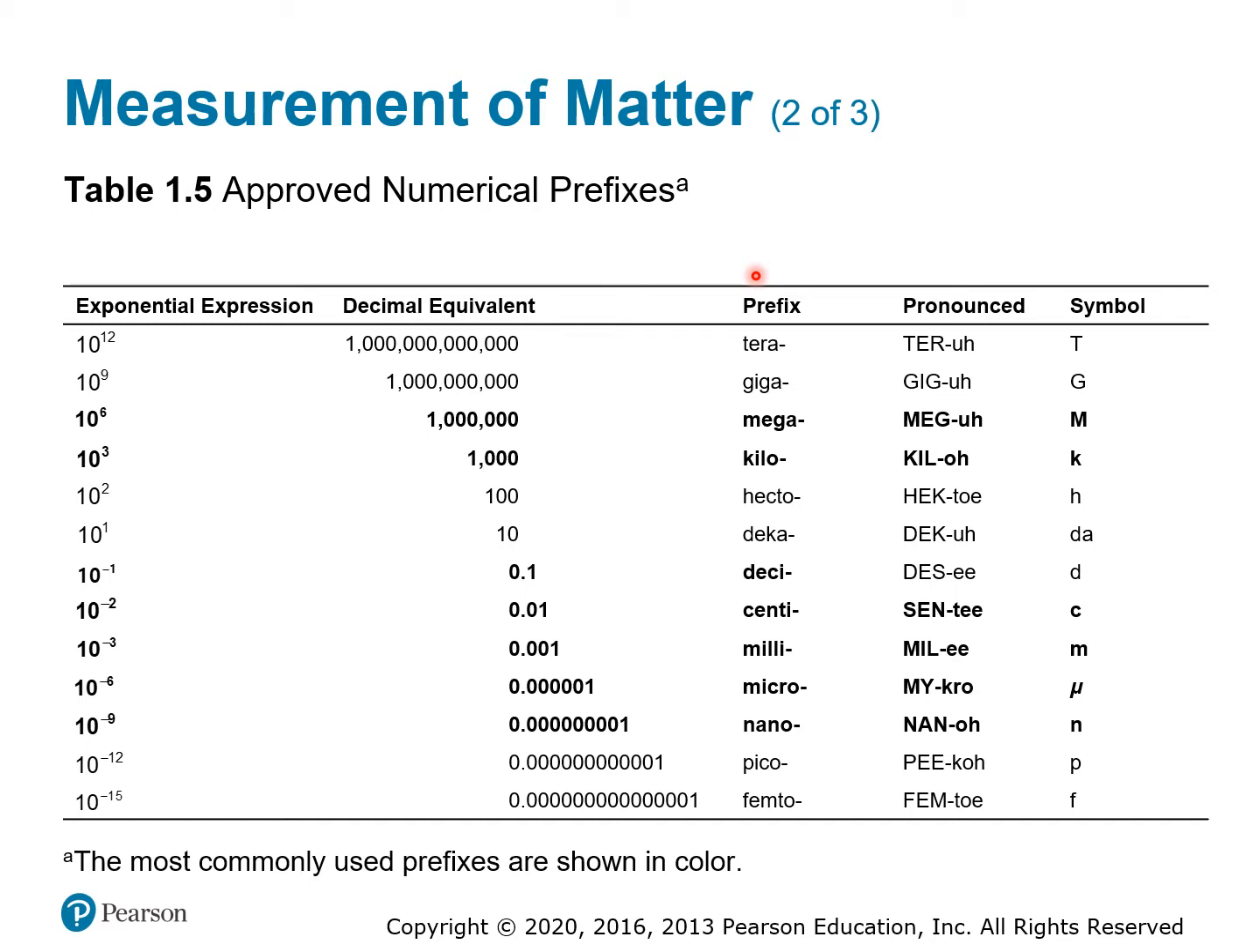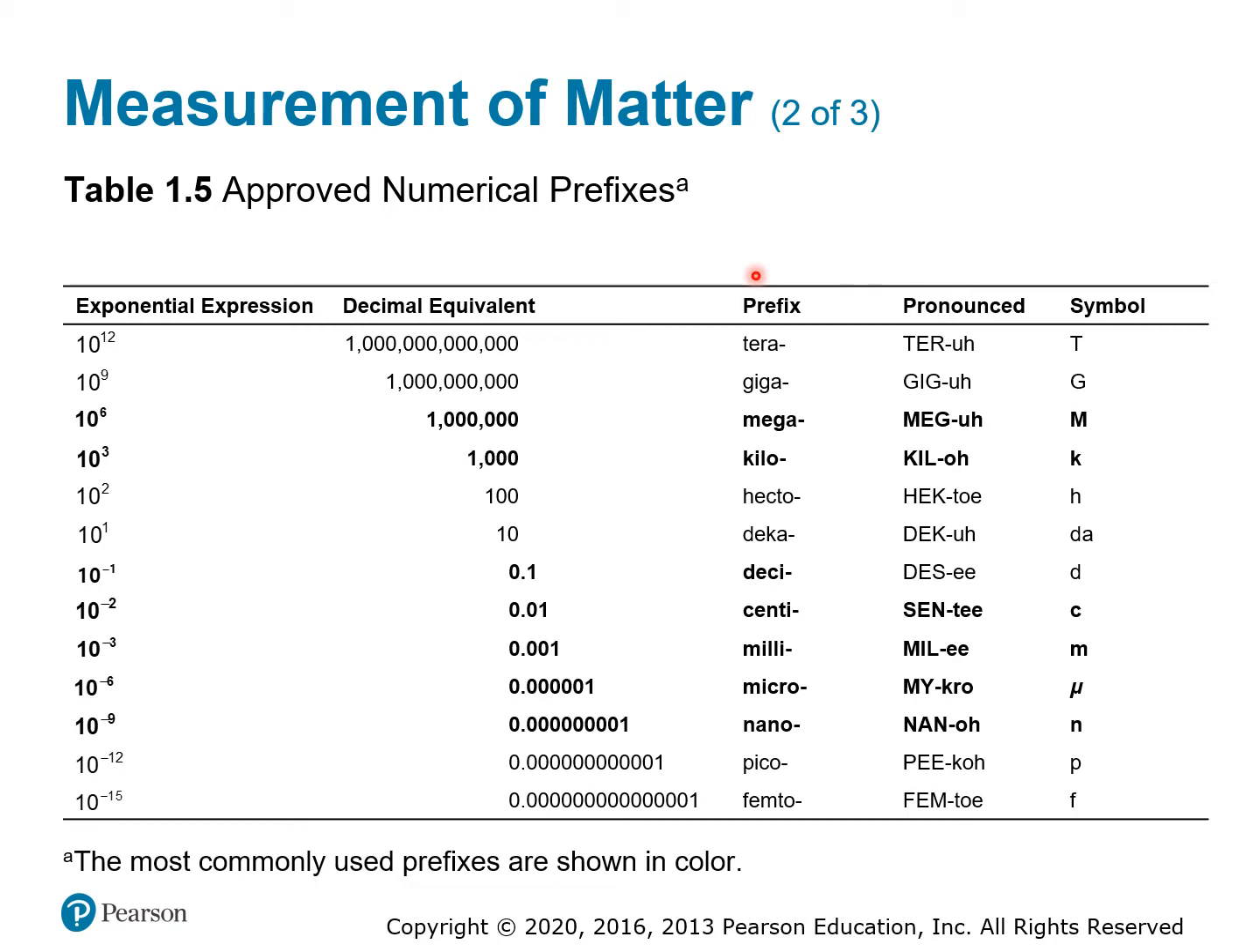So why do we use such exponential expressions? Because scientists often deal with a range of sizes. So we could be working with objects which are smaller than atoms, and it could be as large as the universe. So we use this exponential notation to describe the sizes of such objects.